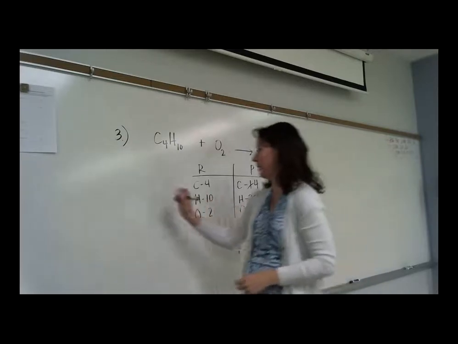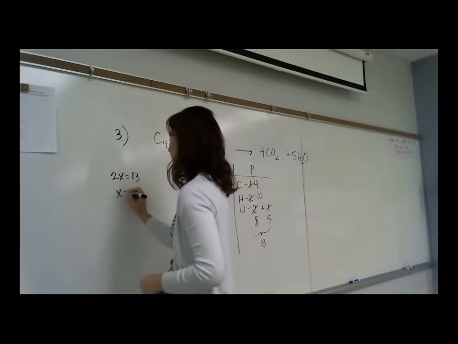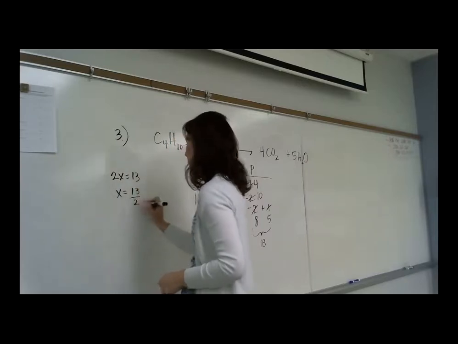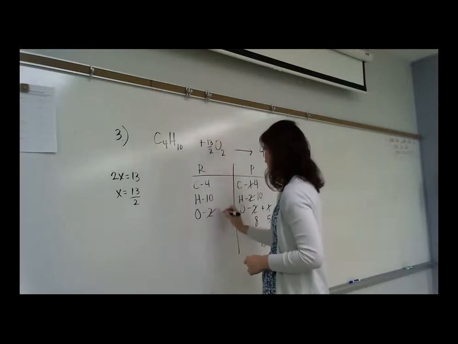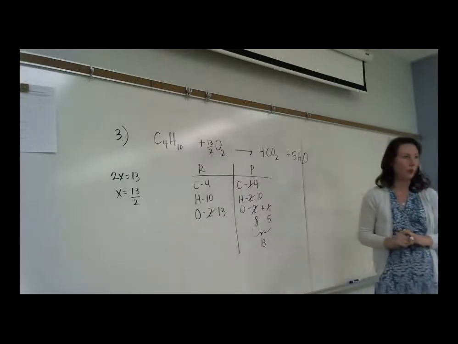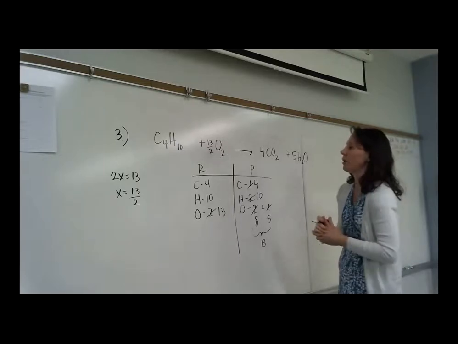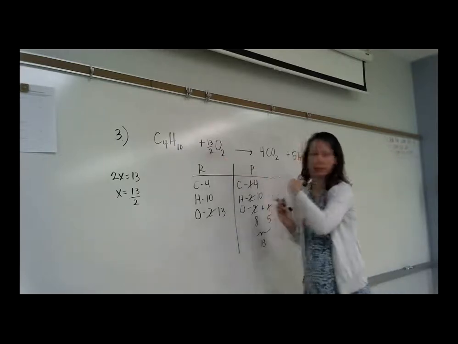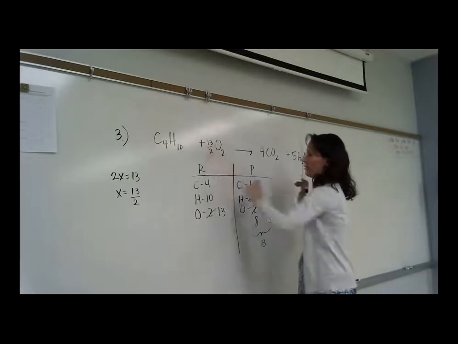So off to the side, I say to myself, okay, 2x is equal to 13, therefore x is equal to 13 halves. So if I put a coefficient of 13 halves here, that turns it into a 13. But are you going to have 13 halves of a molecule? No, just like you're not going to have 13 halves of a pen, right? So how do I get rid of that fraction? Multiply the whole thing by whatever the denominator is, right?